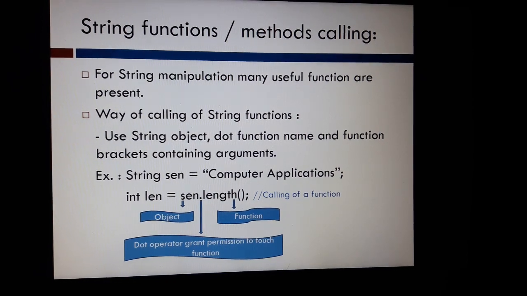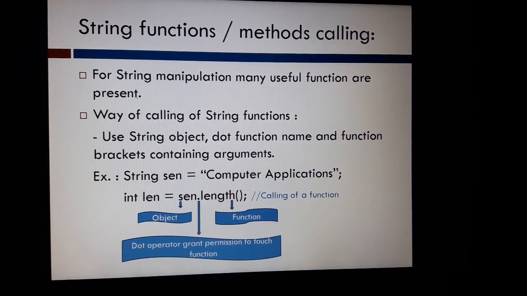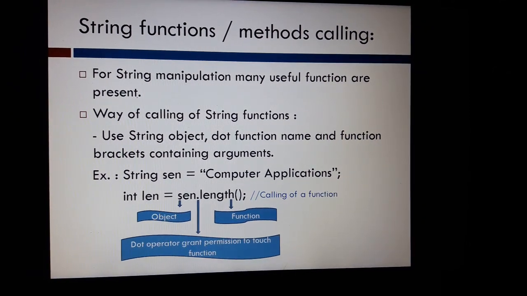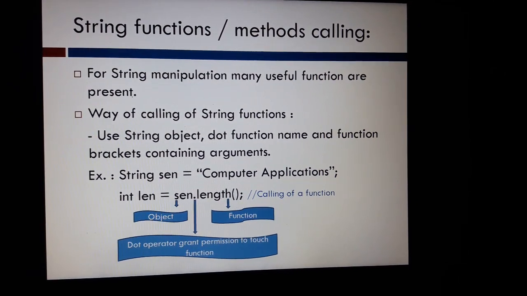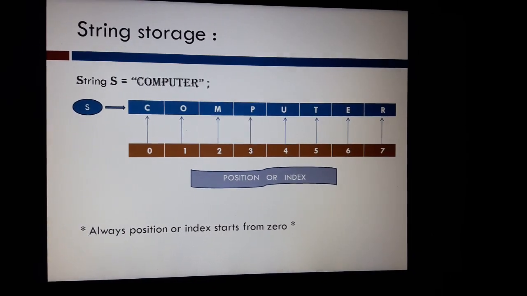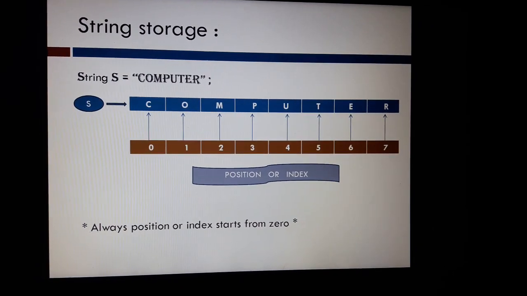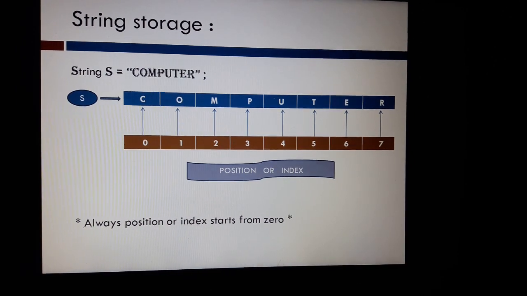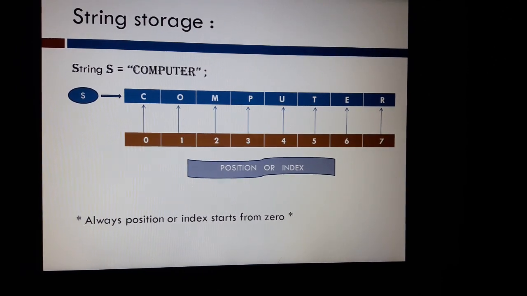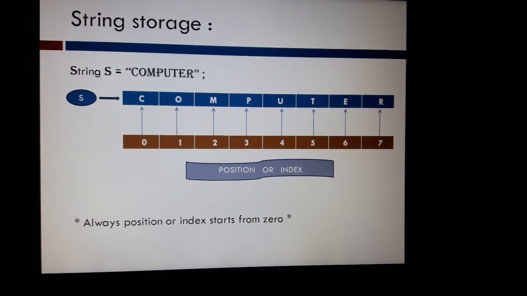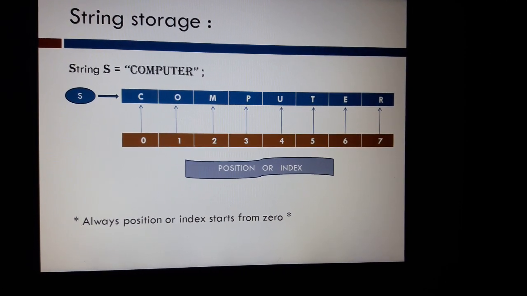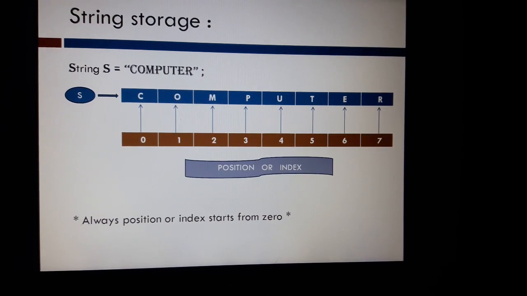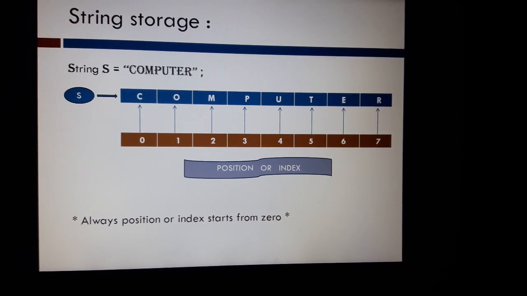Method calling. A function is also known as a method. That's why we can say method calling or function calling. It is a way. And then I want to tell you how a string is going to be stored in computer memory. I told you earlier, it is in the form of a character array. And always remember, an array starts from 0. That's why a string also starts from 0 only.